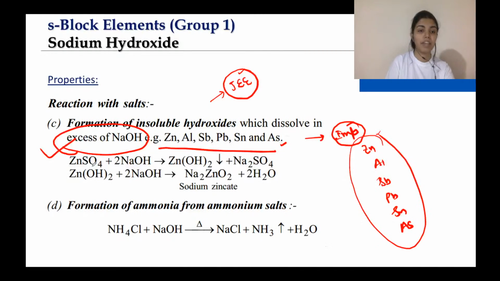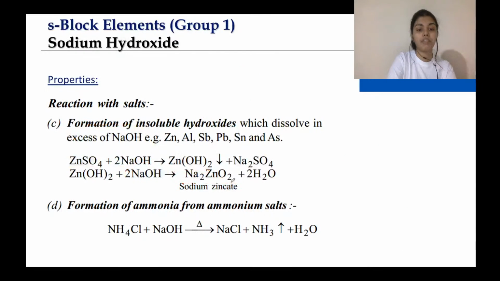So zinc sulfate, again it is a metal salt. On reaction with NaOH, it will give you metal hydroxide, that is zinc hydroxide, which is soluble in excess of NaOH and it forms sodium zincate, that is Na2ZnO2.